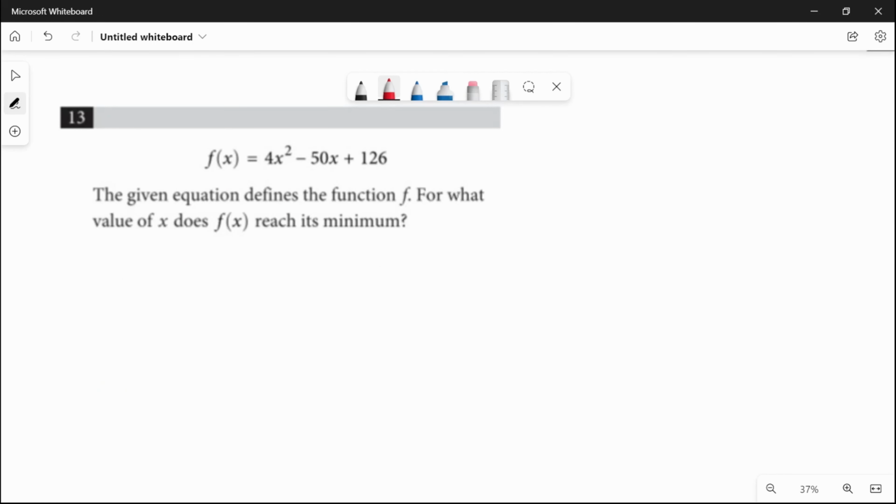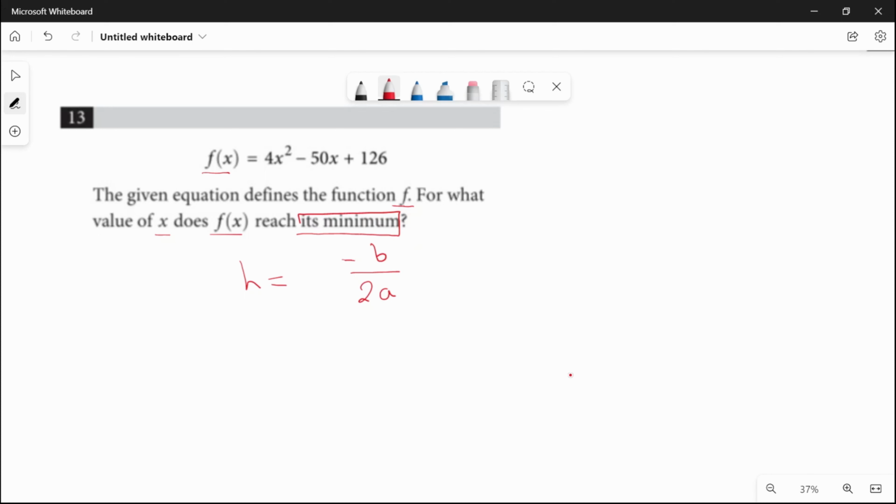Question number 13. The given equation defines the function f. For what value of x does f of x reach its minimum? Whenever you find questions that ask you to find a minimum or a maximum of a given quadratic function, think of the vertex. So we know that the x value of the vertex, or h in this case, is equal to negative b over 2a.